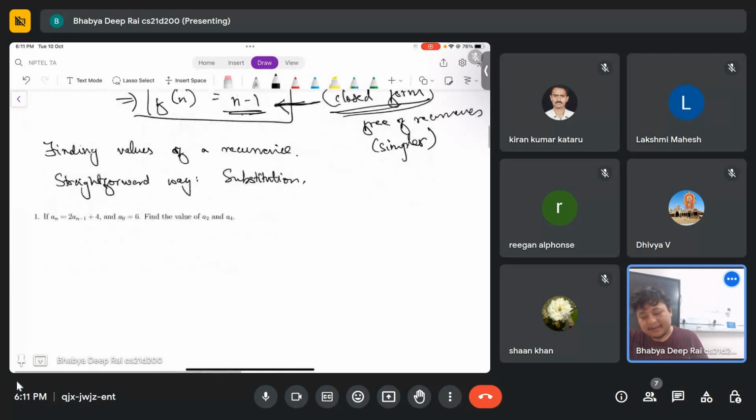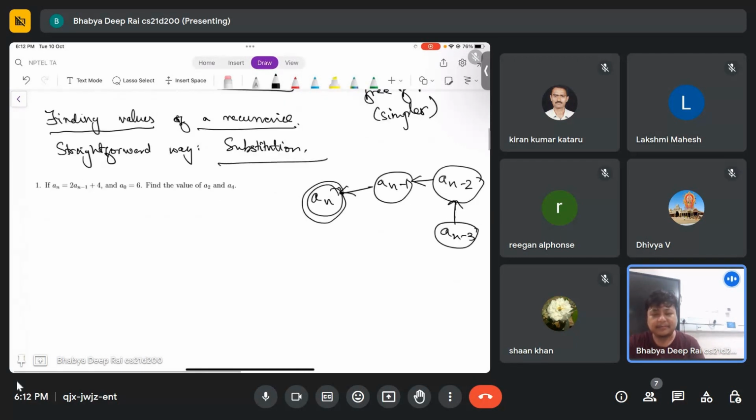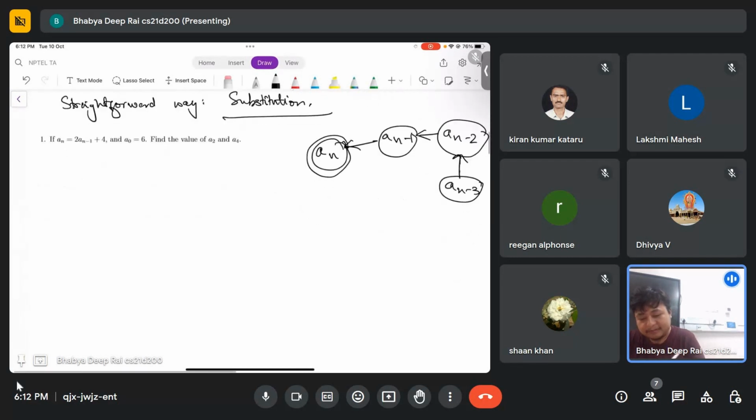So how do we find the values of a recurrence? One straightforward way is called substitution. What is substitution? In a_n, I will plug in the value of a_{n-1}. But a_{n-1} depends on a_{n-2}, so I'll plug in the value of a_{n-2}. And a_{n-2} depends on the value of a_{n-3}. I'll just plug in values and so on, and finally I'll obtain a_n. I'll show you how it works.